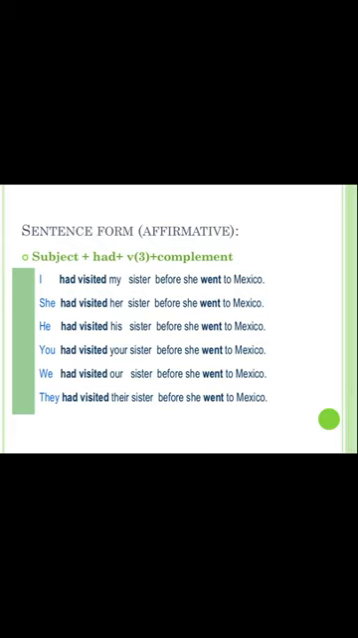Okay, so again, we use past perfect to talk about an action that happened before another action in the past. يعني عنا two actions, one of them happened before the other, but both of the actions are in the past. What is the form of the sentence? We use subject plus had plus verb 3.